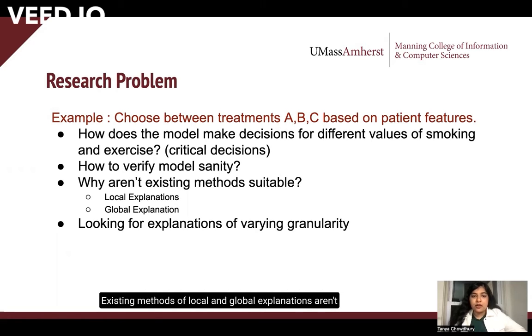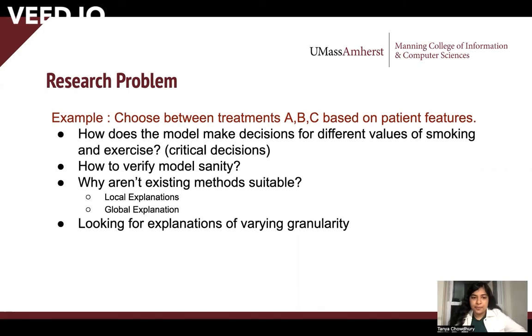Existing methods of local and global explanations aren't good enough to rule out rogue instances for this problem. Let us assume that we have used a local explanation method for the same. We would have to sample thousands of instances from the region of interest and compute explanations for each of these. Even then, it doesn't guarantee that we would rule out the rogue instances.